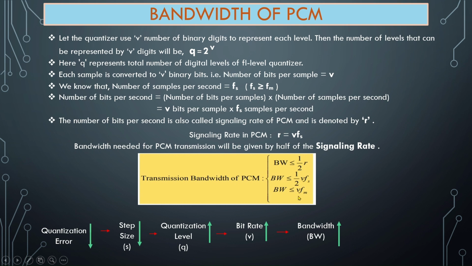Now if we want to reduce the quantization error, we have to reduce the step size. That will increase the quantization levels, and that will increase the bit rate, and that will increase the bandwidth. So the quantization error is related to bandwidth. If we want to decrease the quantization error, the bandwidth will increase.